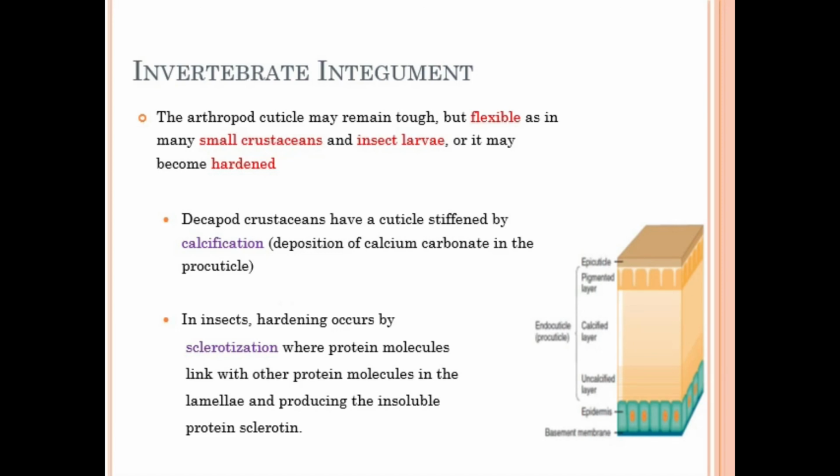Similarly, decapods or crustaceans secrete calcified material made up of calcium carbonate. So they deposit the calcium carbonate in the procuticle to harden it.